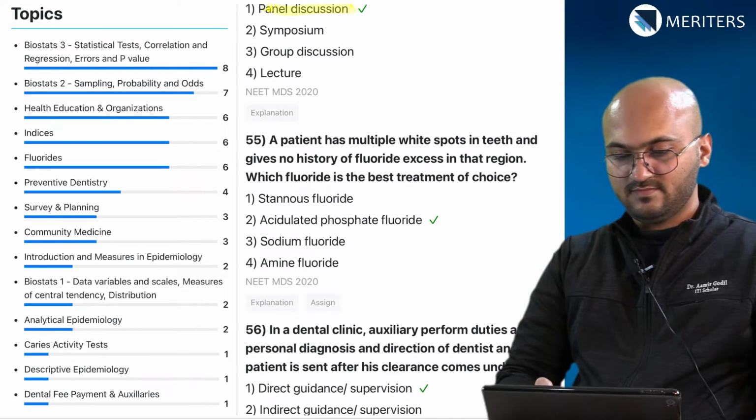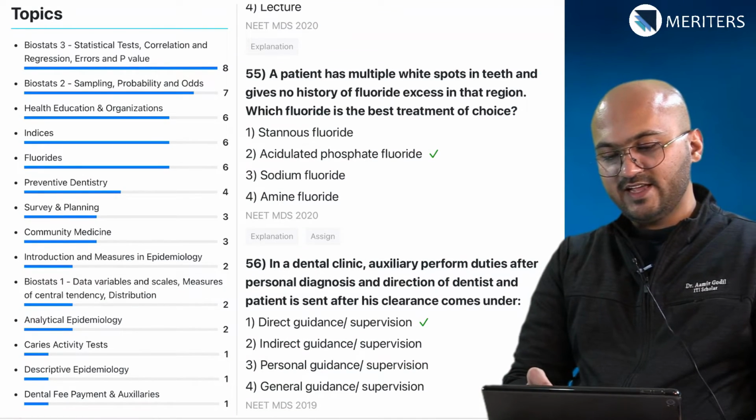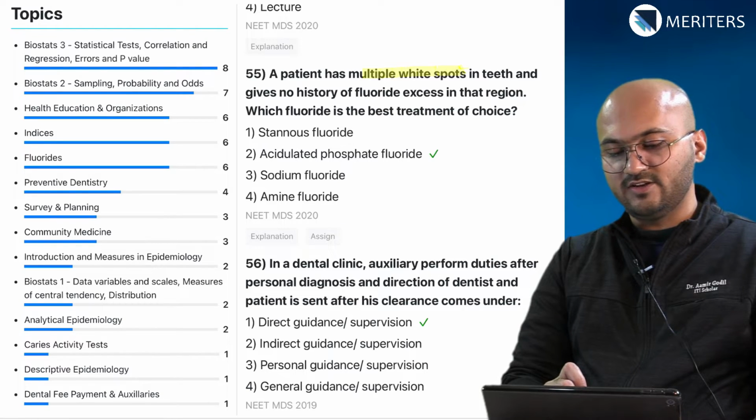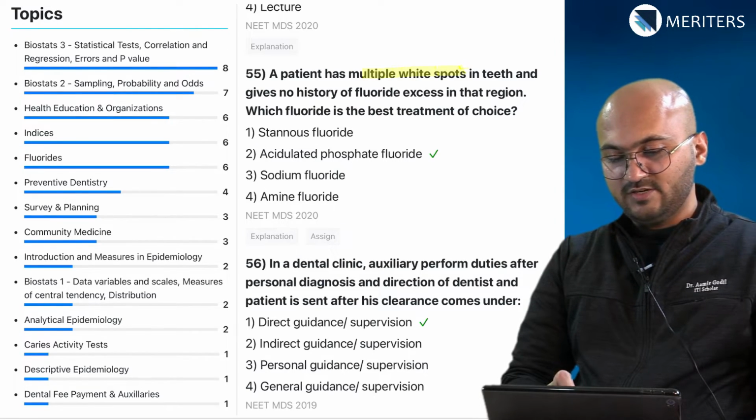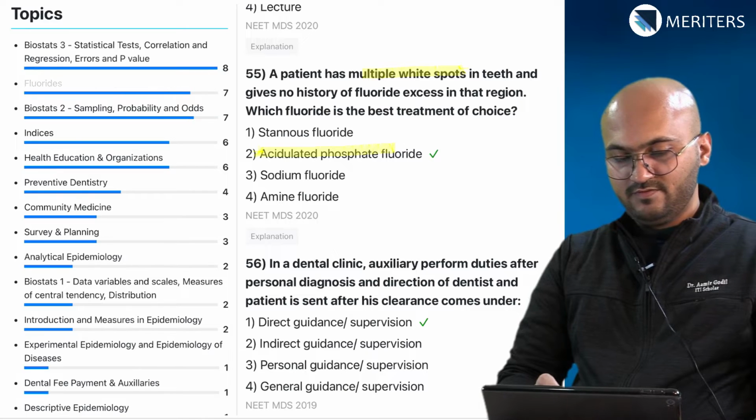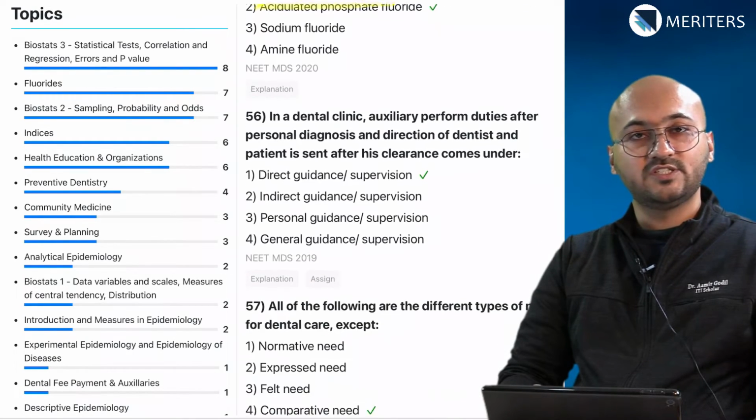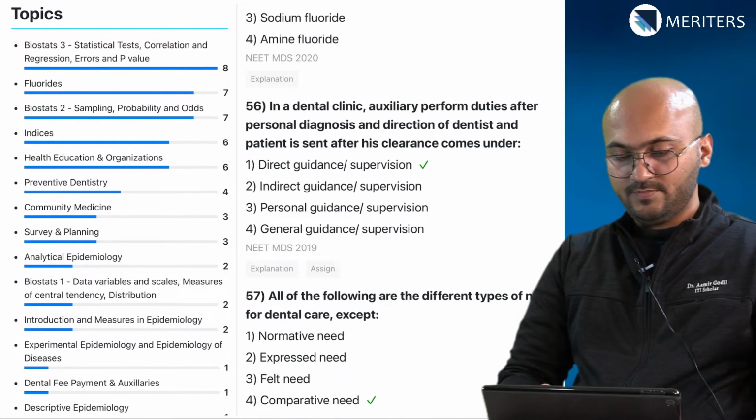a viva. A patient has multiple white spots in teeth and gives no history of fluoride excess in that region. Which fluoride is the best treatment of choice? APF. So a lot of questions from fluoride popping up.